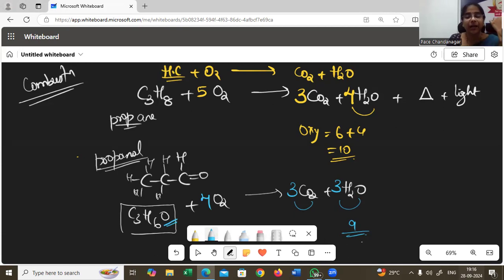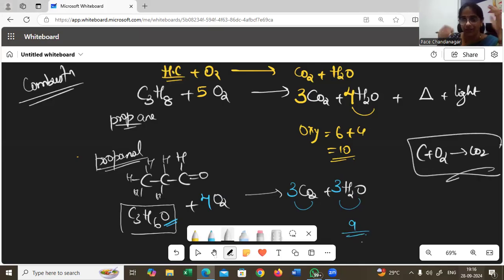Like this, I want you to try at least 5 to 6 or 10 hydrocarbons. Take any 10 compounds of your choice, propanal, butanoic acid, pentanoic acid, whichever it is, and do the combustion. Combustion always yields CO2 plus H2O plus heat plus light only, nothing else. And then C plus O2 gives CO2, which you have been doing for ages, so don't worry about that part. I hope the combustion reaction is clear to you all.